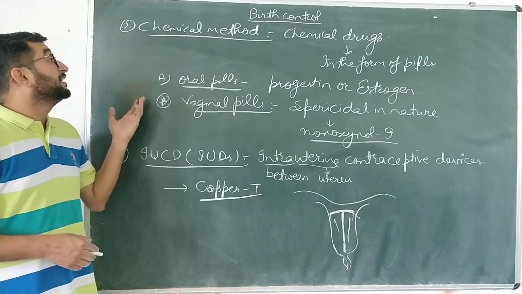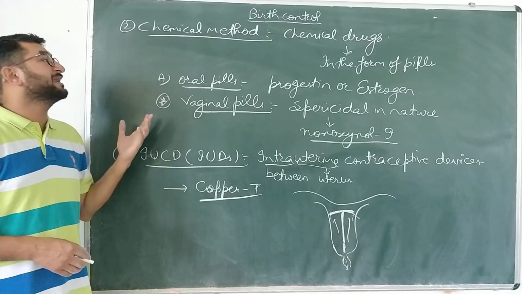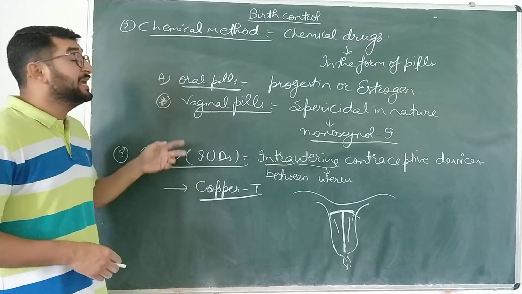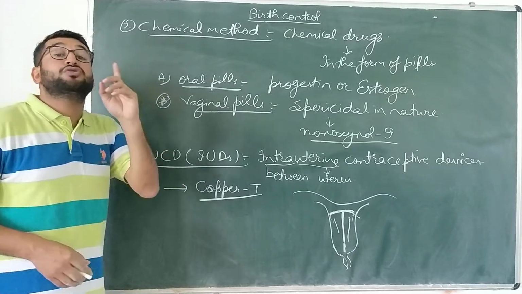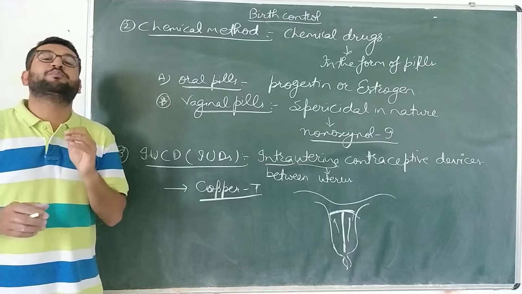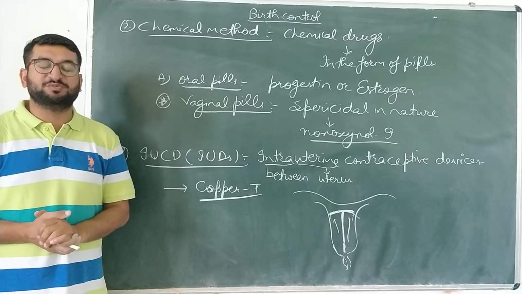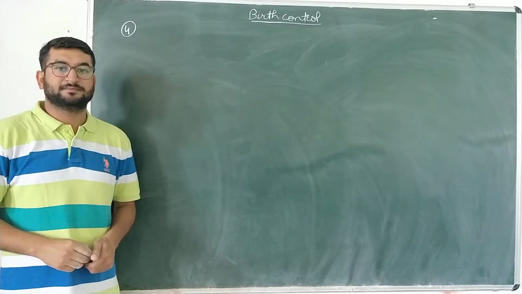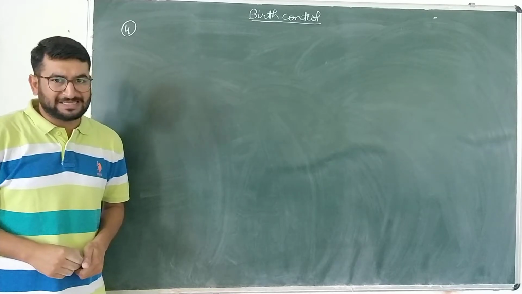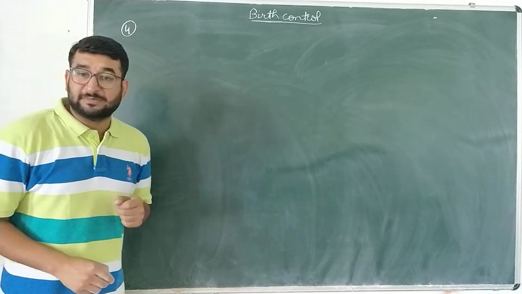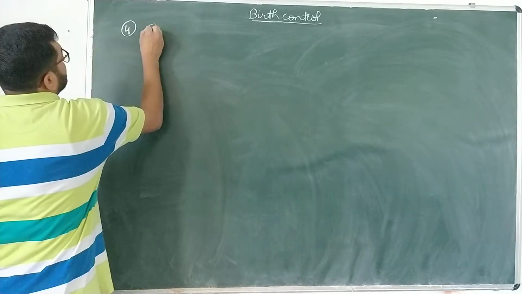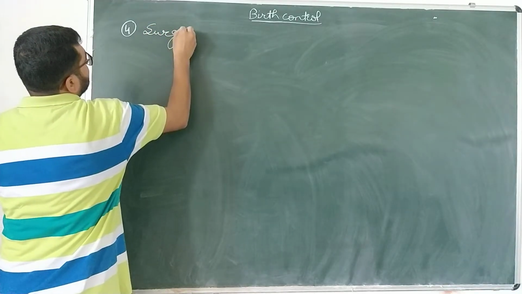So those are the two methods after the barrier method, that is, the chemical method and IUCD, and these two methods are not helpful in preventing sexually transmitted diseases. The fourth method of contraception, which is in your syllabus, is the surgical method.